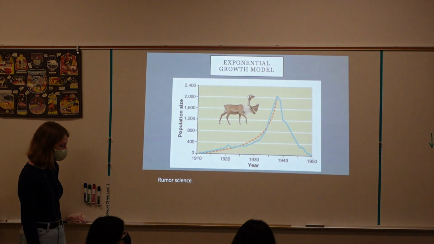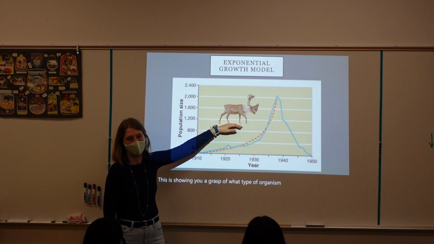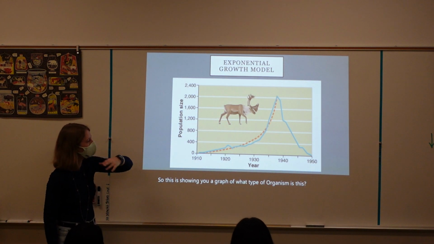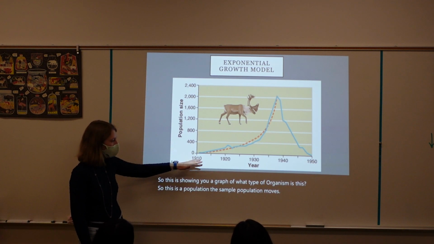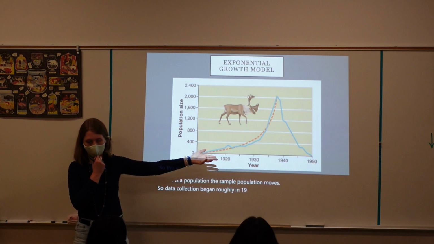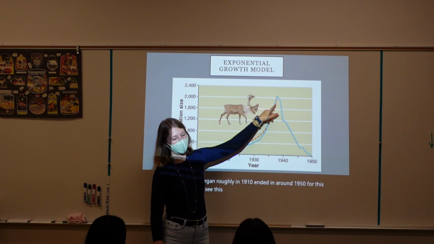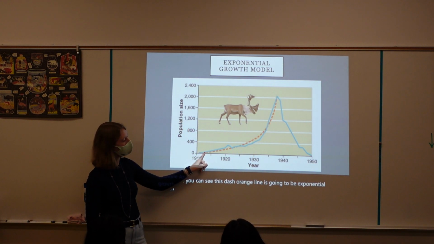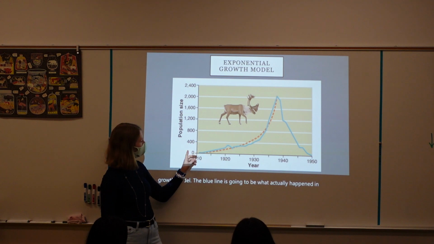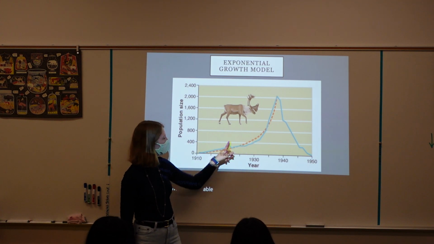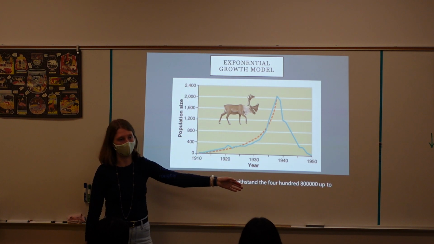So, this is showing you a graph of what type of organism is this? Moose. A moose, yeah. So this is a population, a sample population of moose. Okay. So data collection began roughly in 1910, ended in around 1950 for this example. As you can see, this dashed orange line is going to be your exponential growth model. The blue line is going to be what actually happened in reality. Okay? So as you can see, the environment is able to easily withstand the 400, 800, 1,000, up to roughly 2,000, and then there was a die-off.